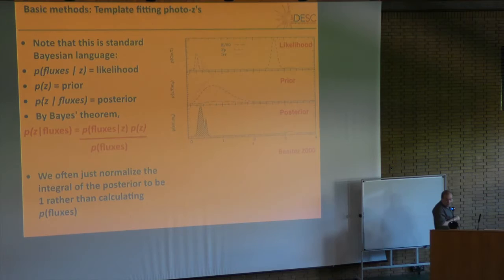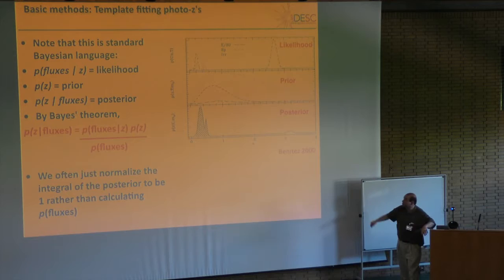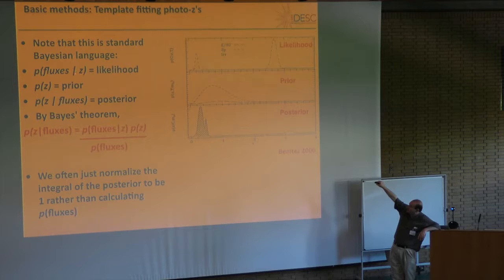So this is just very standard Bayesian language that hopefully you've seen before, but just to write it down symbolically. So the probability of the fluxes given the redshift is the likelihood. So that's, assuming a redshift, how likely it is you got the observed fluxes. The prior is P of z. Actually, I should have written given magnitude. So that's the prior. And P of redshift given the fluxes, that's what we want out if we're looking at a single object generally. It's not necessarily what we want for looking at ensembles. So that's the posterior. So that's what we know about the redshift given the magnitude measurements we have.